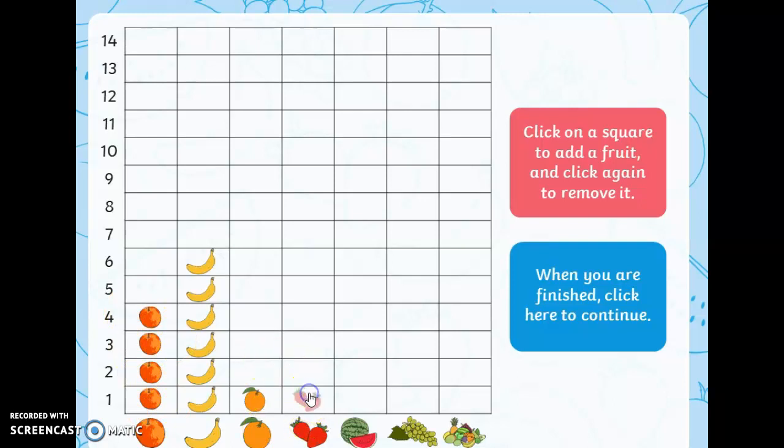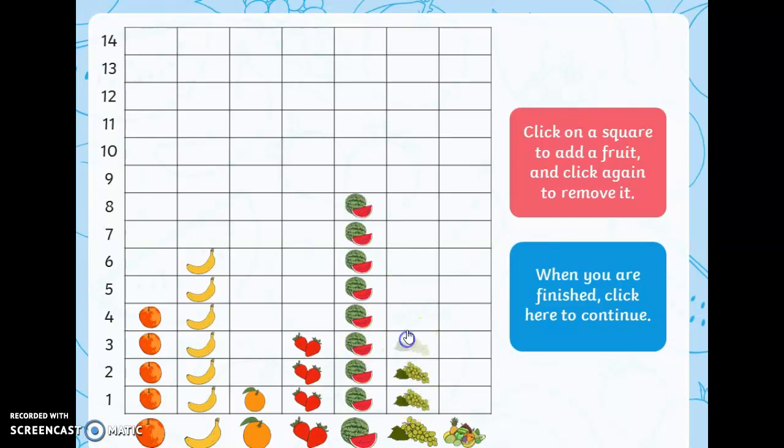We're going to pretend that 3 people like strawberries. I think that is an apple. And this is an orange. 4 people like an apple. 6 boys and girls like bananas. 1 person likes an orange. 3 people like strawberries. Watermelon, one of my favorite ones. We're going to say 8 people like watermelon. We're going to say 5 people like grapes. And 2 people like all of the fruit.